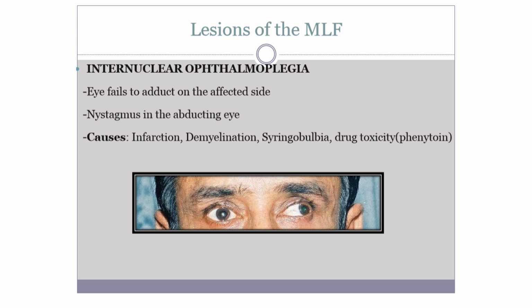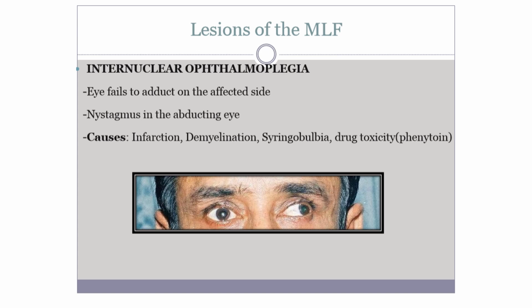Internuclear, between the nuclei, right? That's what that MLF does. It crosses over the midline and yokes the nuclei together, so we call it internuclear. Internuclear ophthalmoplegia: ophthalmo, eye, plegia, paralysis. Right? So the eye fails to adduct on the affected side.